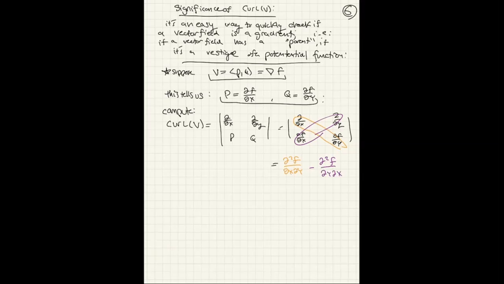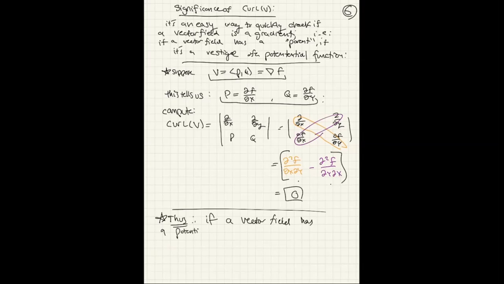Now can anybody see, or write in the comments, what this will simplify to, even if you don't know what f is? Yeah, that's right. It's 0. It's 0 because the mixed partials commute. Perfect. It doesn't matter if you do an x derivative first, then a y, or a y, then an x. They're the same thing. So these things are equal, and whenever you have x minus x, you just get 0. So the takeaway is, thus, if a vector field has a potential function, then its curl better be 0.